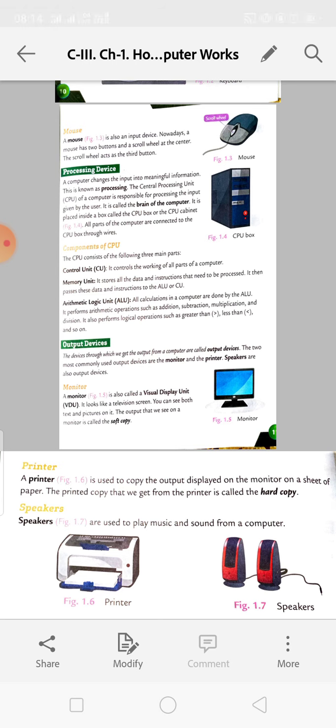Speakers. Speakers are used to play music and sound from the computer. So speakers are used to play music and sound.